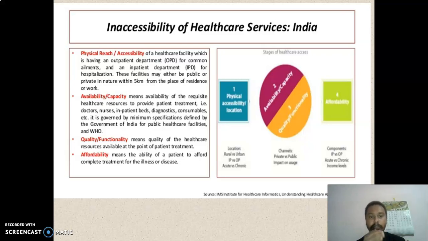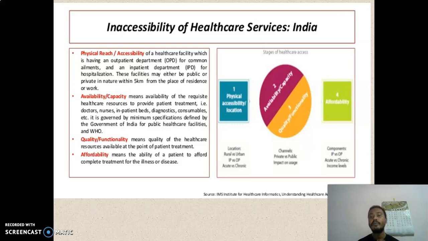Third is quality and functionality. A doctor is there, nurses are there, but whether they are functioning, whether they are working, whether things are working there. Last is affordability. Even to take someone from a village to the hospital, this 10 or 15 kilometers, sometimes village people cannot afford it. And even if they can afford it and go to the hospital, there are some expenses there that people sometimes don't have. So treatment is there, medicine is there, doctor is there, hospital is there, but still there are some other things also.